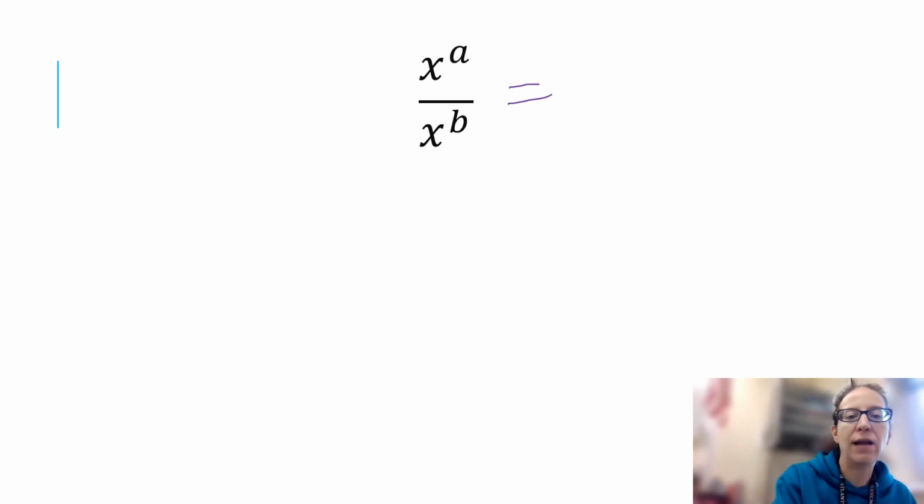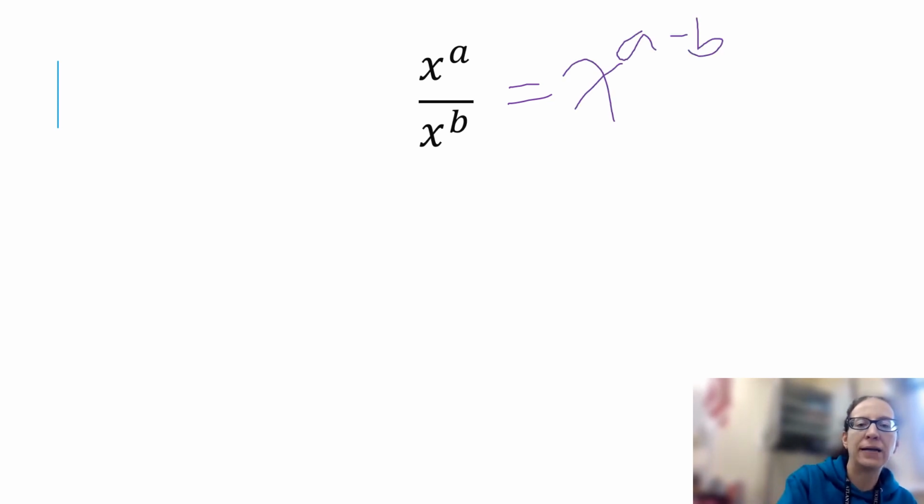If you have like bases, and when I say like bases, what I'm referring to is the fact that it's an x and then another x. So I don't have an x to the a and a y to the b, because that's going to change everything, okay? That this is equal to x to the a minus b. And it's always the exponent in the numerator subtracting the exponent in the denominator.